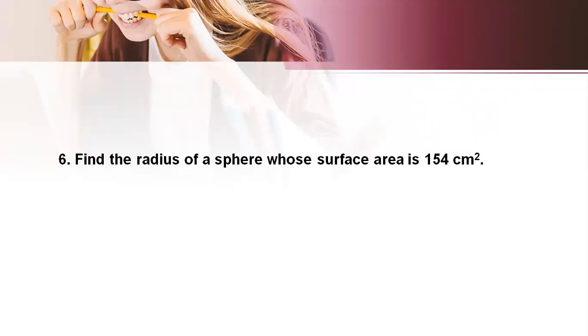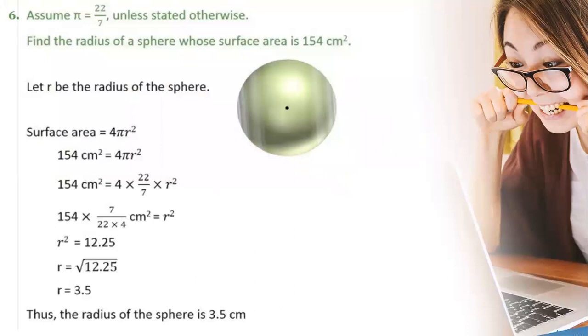Find the radius of the sphere whose surface area is 154 centimeter square. So here, given the surface area of the sphere, we need to find the radius. Let us suppose that r is the radius of the sphere and the surface area is 4 pi r square. So 154 is equal to 4 pi r square. By solving, we get r square as 12.25, and so the radius is square root of 12.25, which is 3.5. Thus the radius of the sphere is 3.5 centimeter.